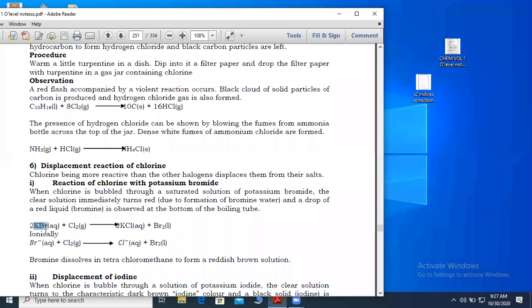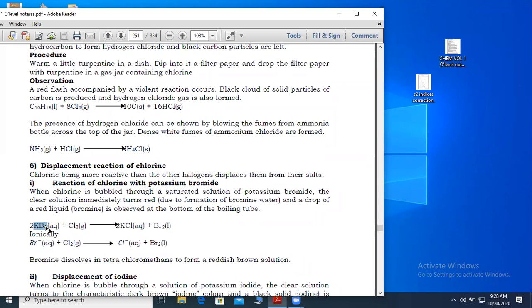Chlorine displaces bromide ions from the solution of potassium bromide. And when the bromide ions have been displaced, they will form bromine gas. So it is now bromine gas that is formed, and chlorine takes the place of bromine. We usually ask you to state what is observed and explain your observation.